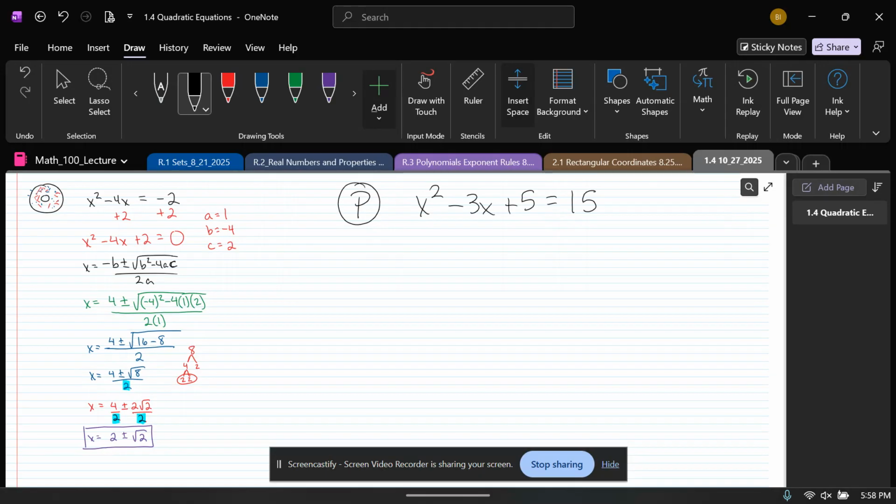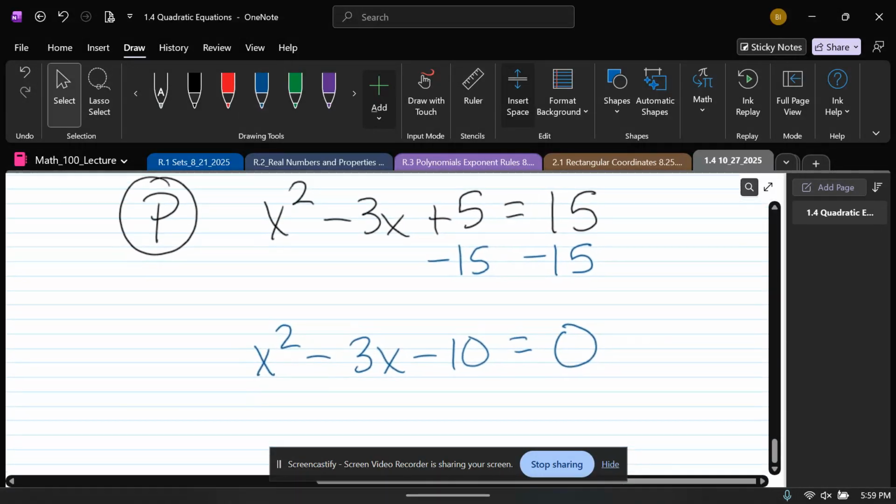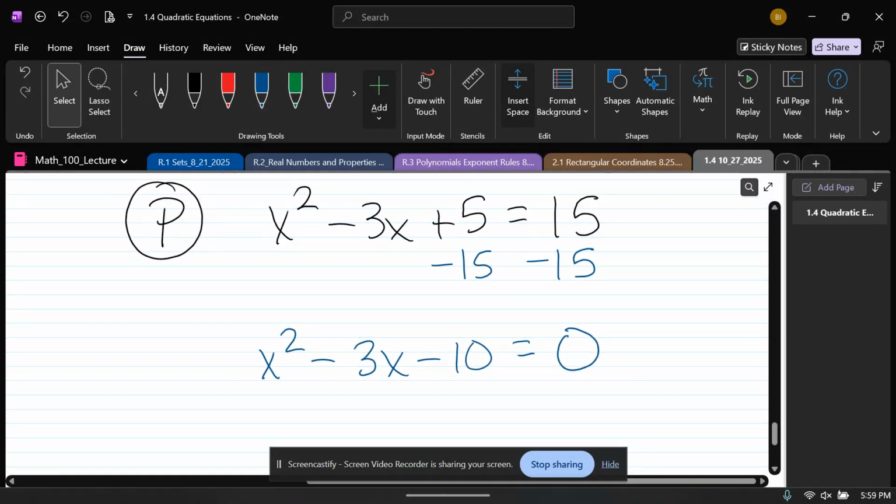Subtract 15. Get it equal to 0 first. So it doesn't matter if I'm factoring or using the quadratic formula. It doesn't matter. I've got to get it equal to 0, because it has the x squared and the plain x. So make sure I got my numbers right. Yeah. So now I have x squared minus 3x minus 10 is equal to 0.